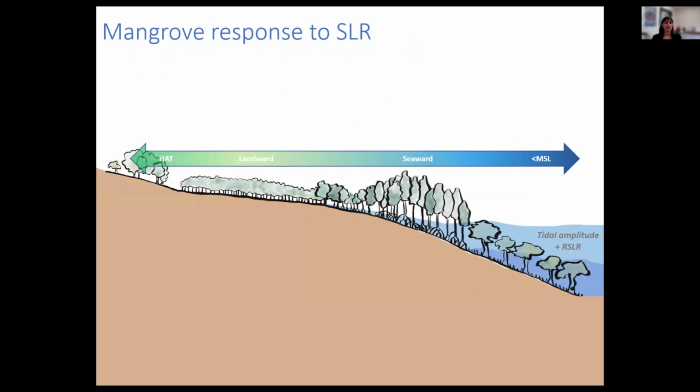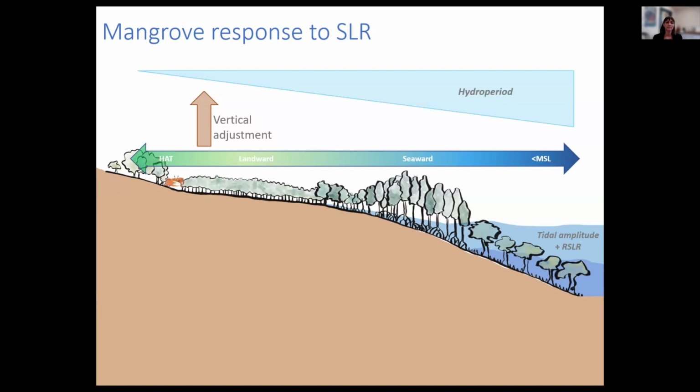The responses of mangroves may be, firstly, that they keep pace via sediment accretion and biogenic root contribution, so adding soil volume and moving up. And the hydro period is the amount of time an area is inundated. So this is somewhat obvious, like it's higher towards the seaward and it decreases as you move landward.